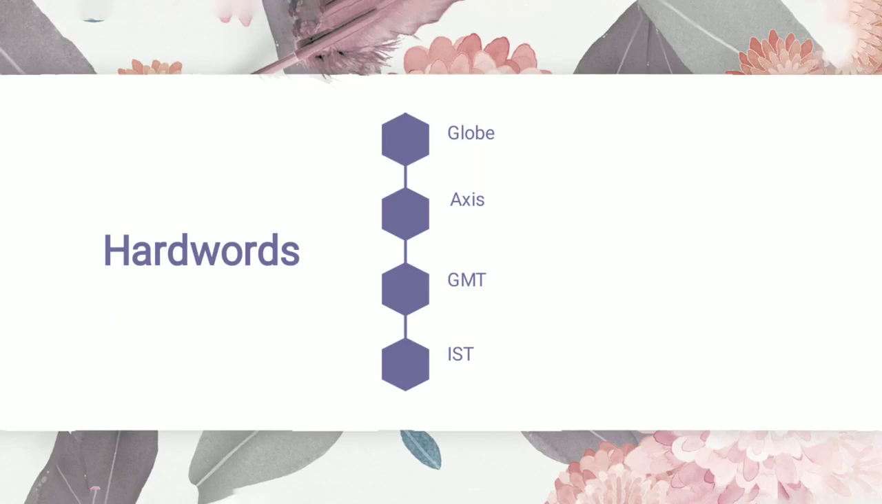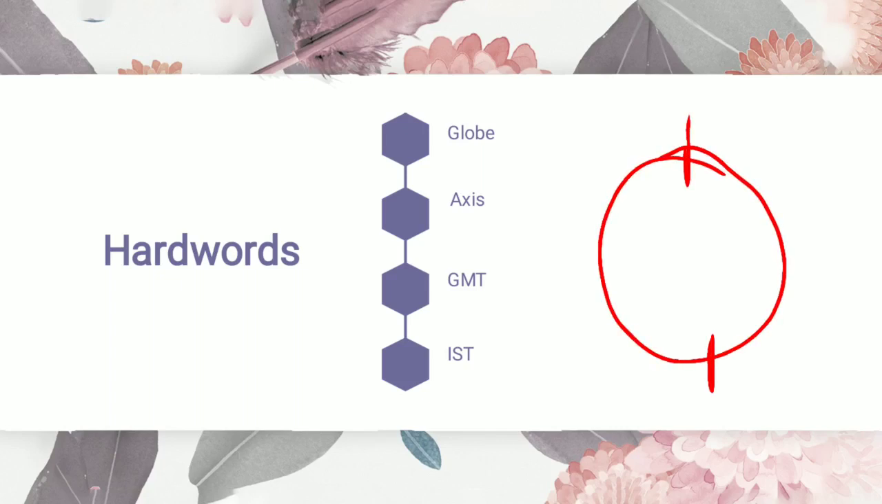Next word is axis. The 2 points on which earth rotates are called axis.